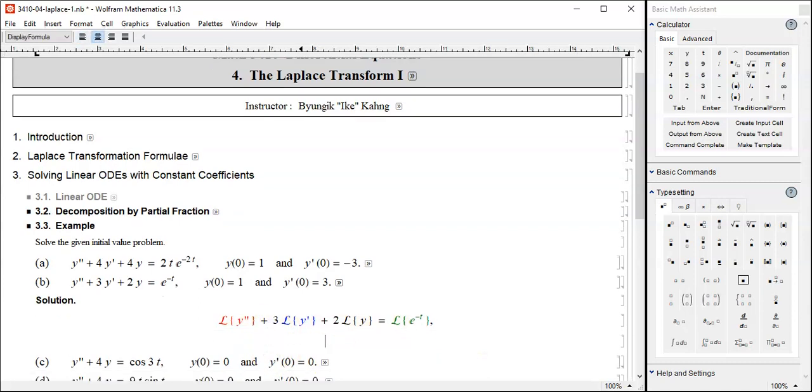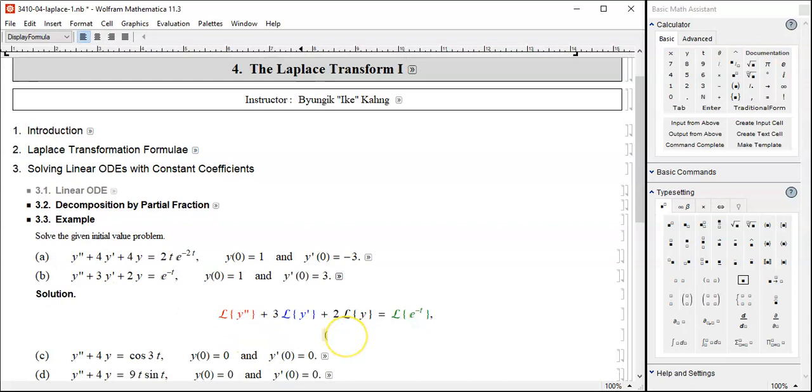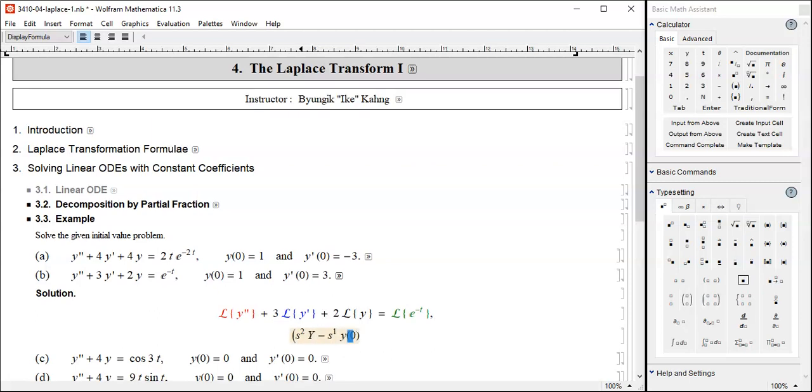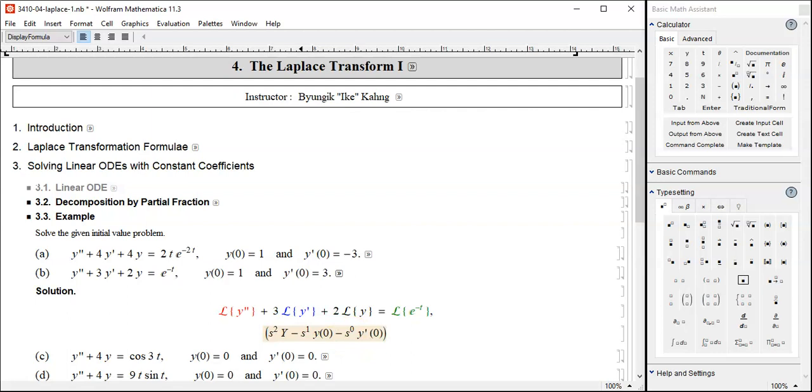All right. What's the Laplace transform of the second derivative? S squared Y minus s to the first power y of 0 minus s to the 0 power y prime of 0. That's it. How about the first derivative here? S to the first power Y minus s to the 0 power y of 0.